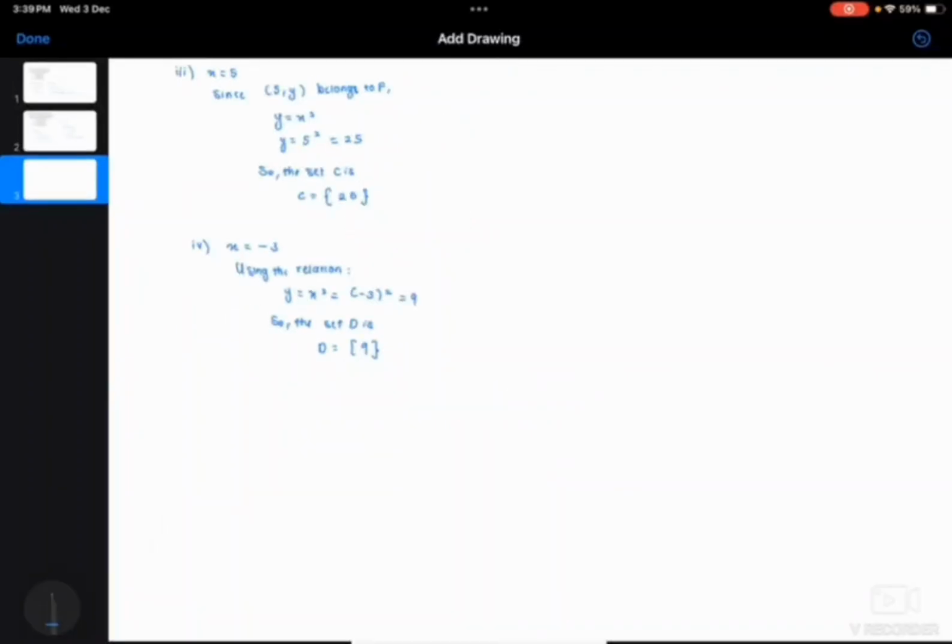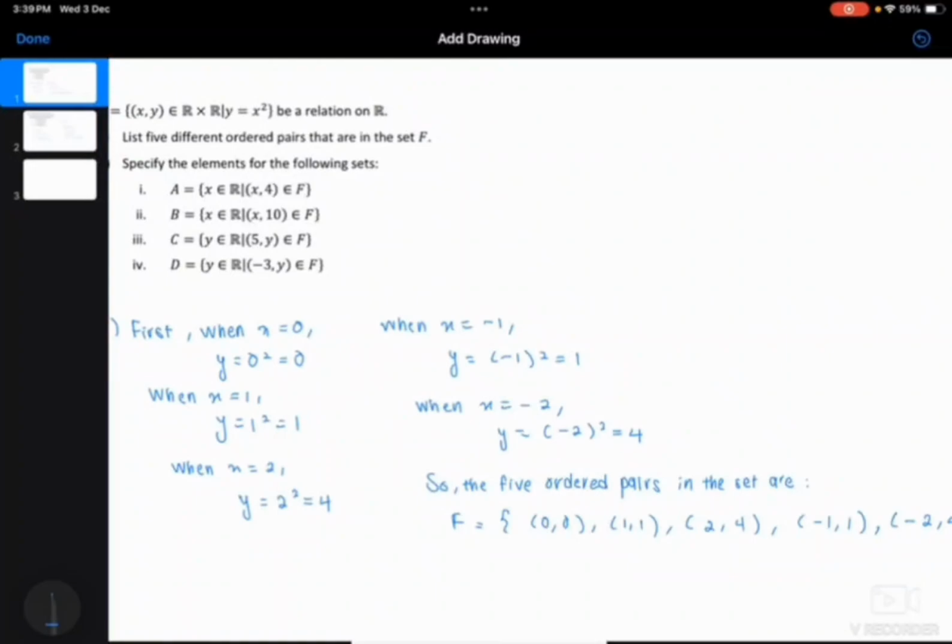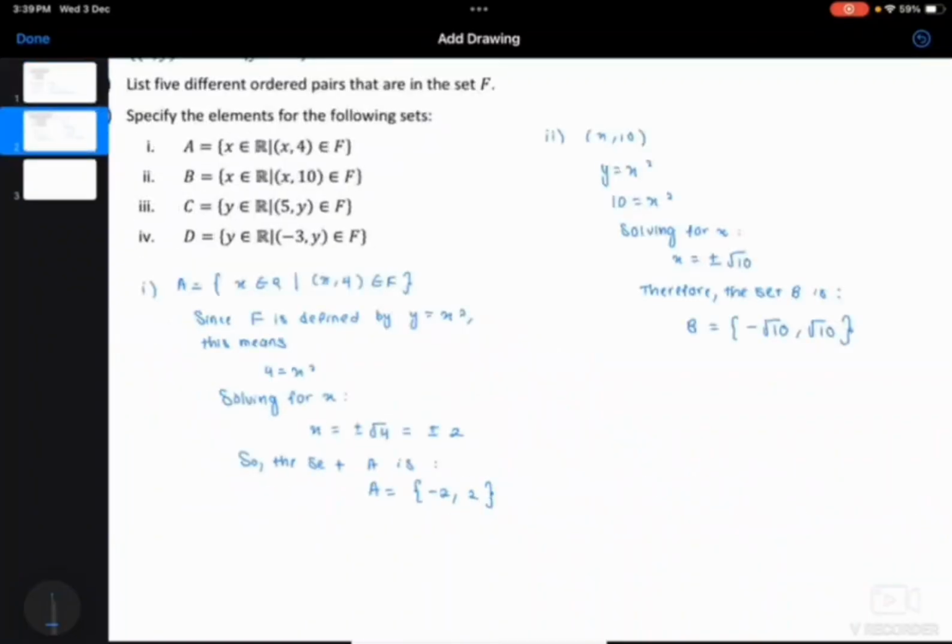So that's the complete solution for this question. We identified ordered pairs in the relation and determined specific x or y values based on the definition of y equal to x square. Thank you for watching.